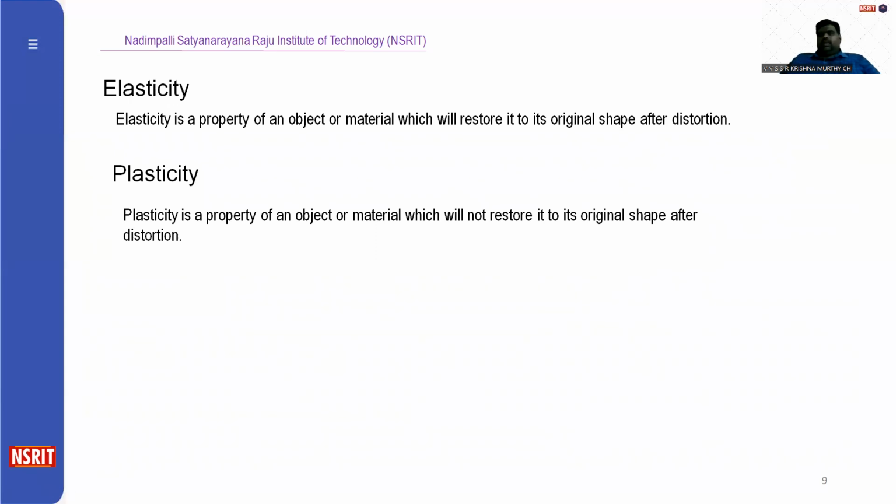Whenever you apply a load, there will be some deformation, and if after removal of the load it regains its original position, then it is said to be elasticity. If you take a rubber band and stretch it, which means you are applying a load, it is stretching. Once you remove the load, it regains its original position. So the rubber band is the best example of elastic nature.